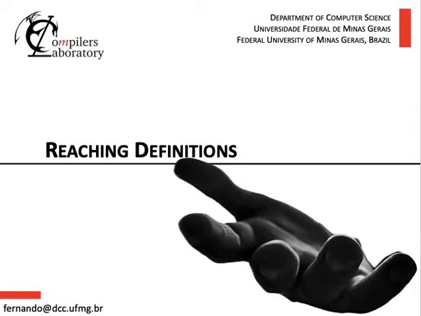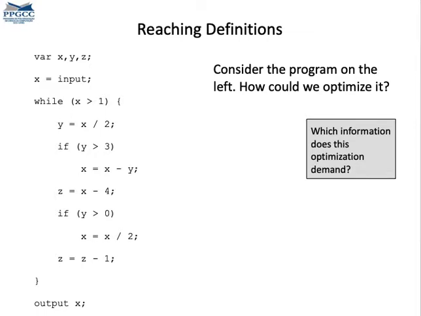Before we try to summarize them all into a single theoretical framework, this last analysis is called reaching definitions. To explain what reaching definition analysis is, we shall use this program. As before, the question is the same. How can we optimize this code? This example is rather tricky.